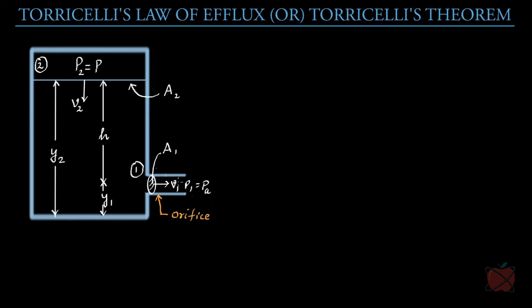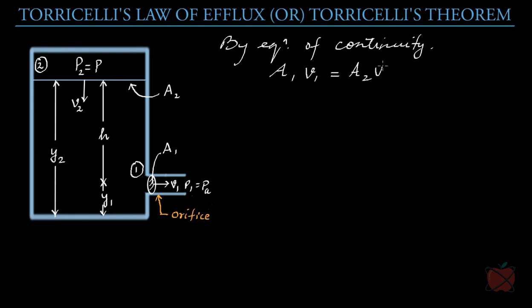So we have two portions. Now one thing: if the water is let out of the tank, what do you think will happen to the level of the water here? As the water comes out, this level of water will keep on going down. Yes or no? It will decrease, right? So let's say the water comes out with velocity v1, that is the velocity of efflux, and the level of water goes down with velocity v2. So by the equation of continuity, you have A1 v1 is equal to A2 v2, right?